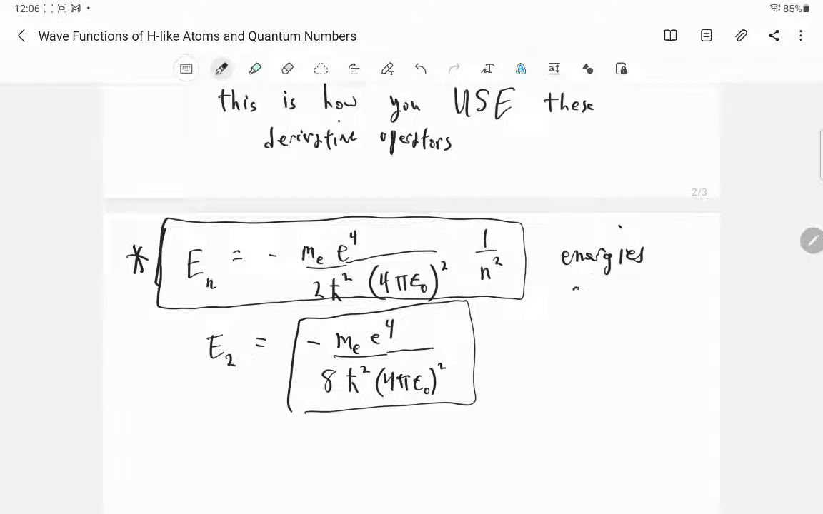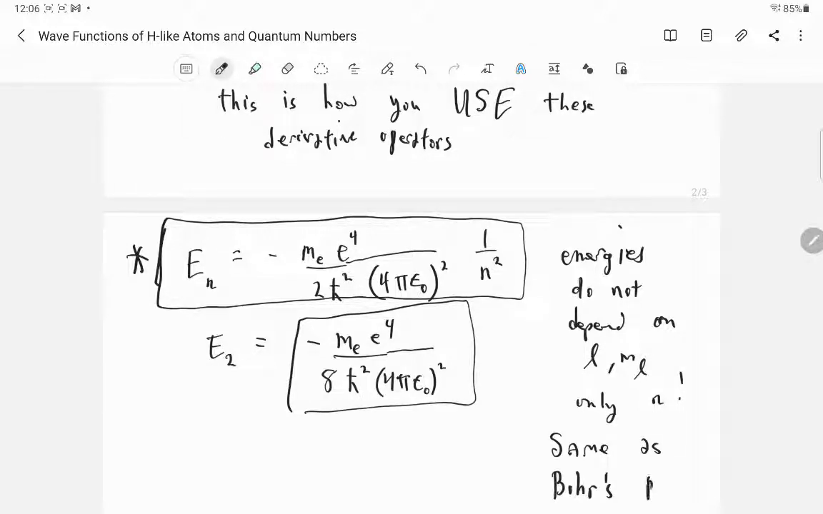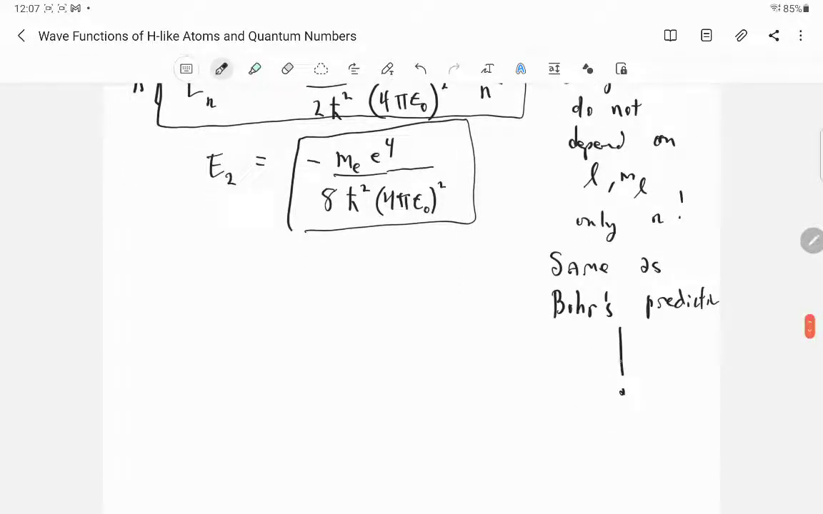You notice that they do not depend on the quantum numbers m sub L and L. So the energies do not depend on the other two quantum numbers, only n, right? And this actually is the same as Bohr's prediction! And the truth is, in a sense, it's a lucky coincidence.